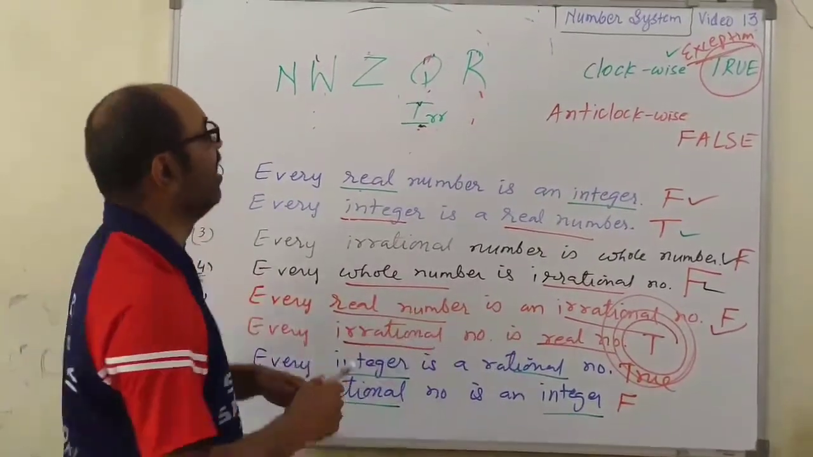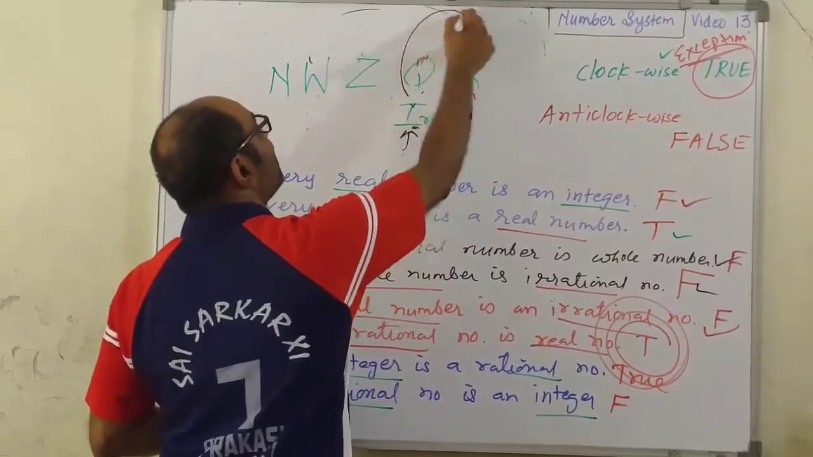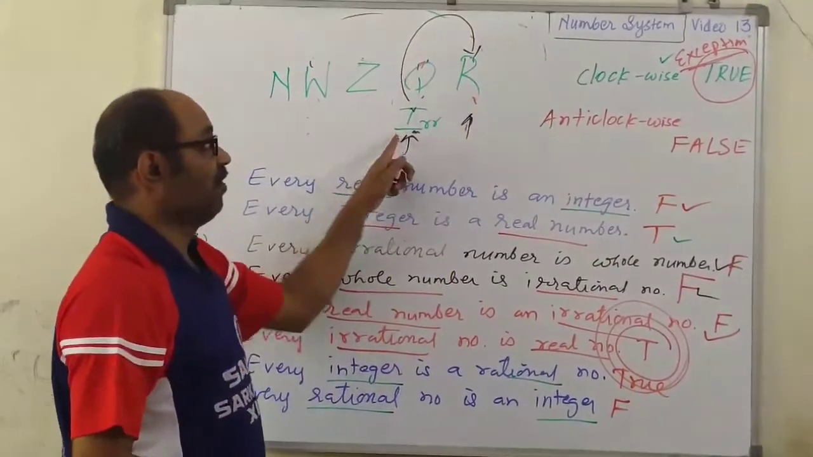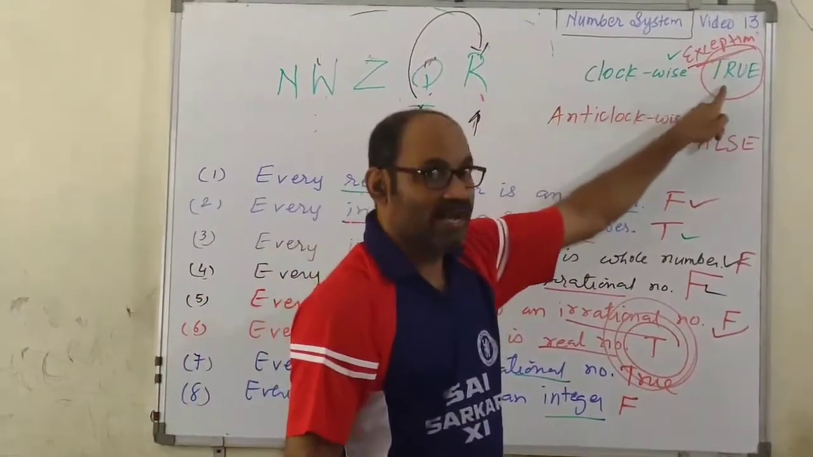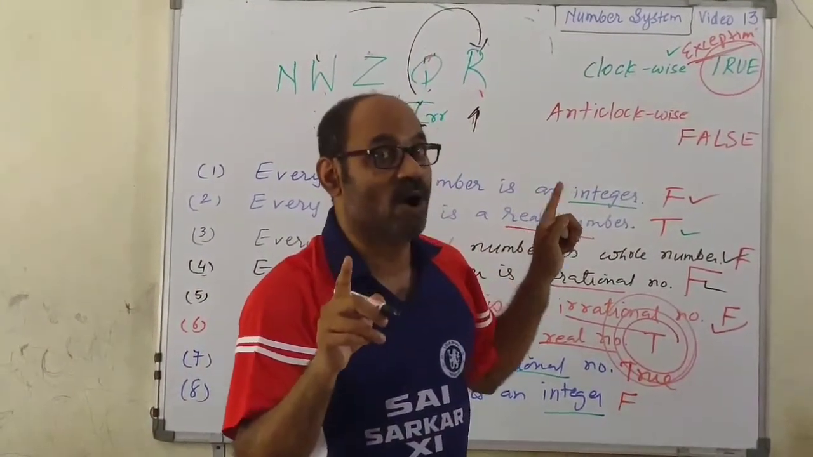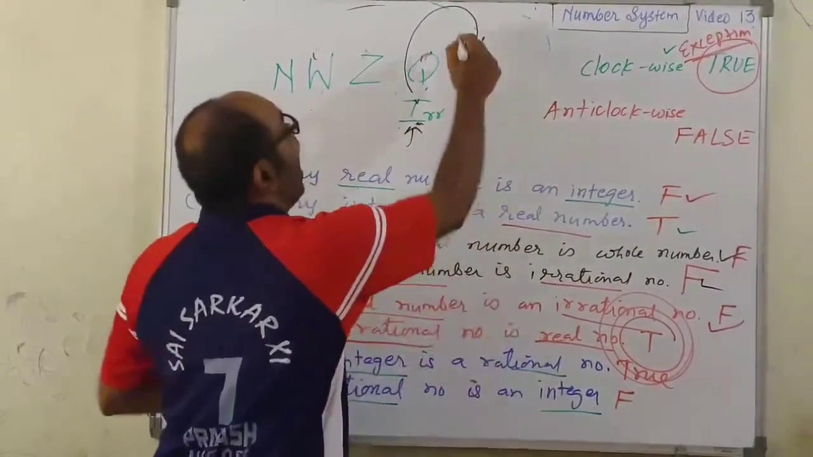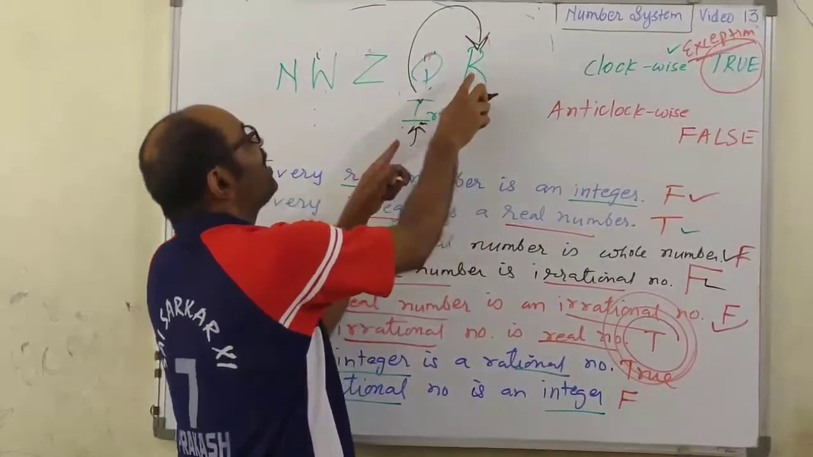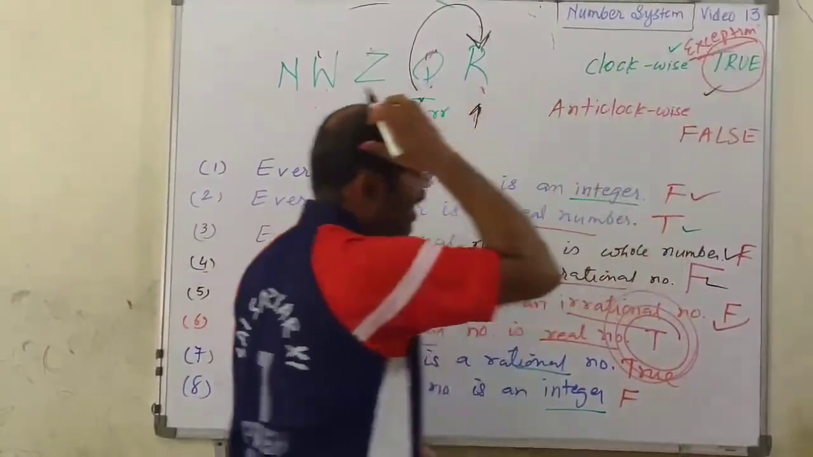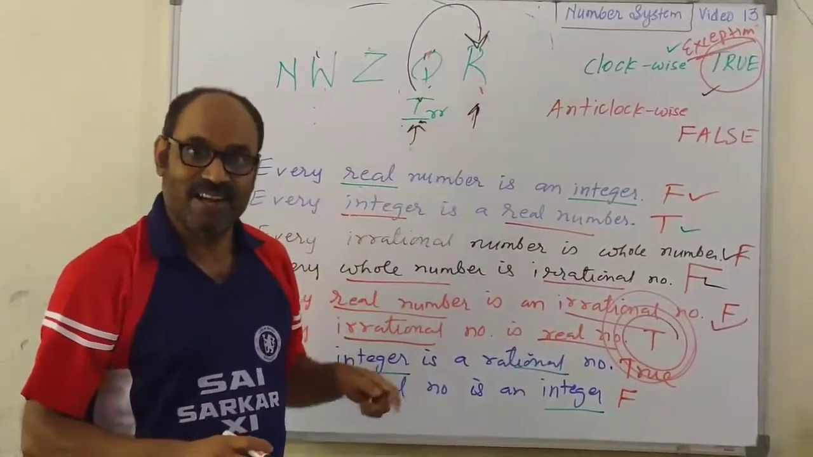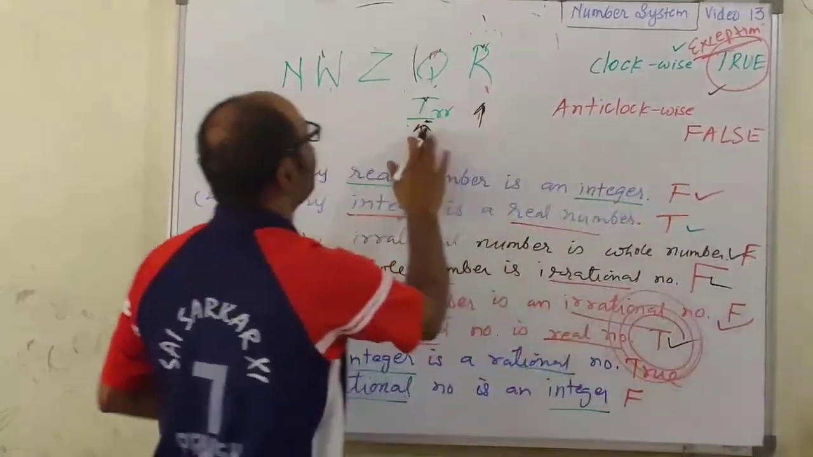Every irrational is real. Irrational is here. Real is here. Irrational is real. It is clockwise. Clockwise, true. But irrational is involved. So check whether that exceptional case is there or not. Where the arrow is, irrational is not there, right? So this is true, it is not in the exception. So every irrational is real. That is a true statement. So that is how you got a true statement.